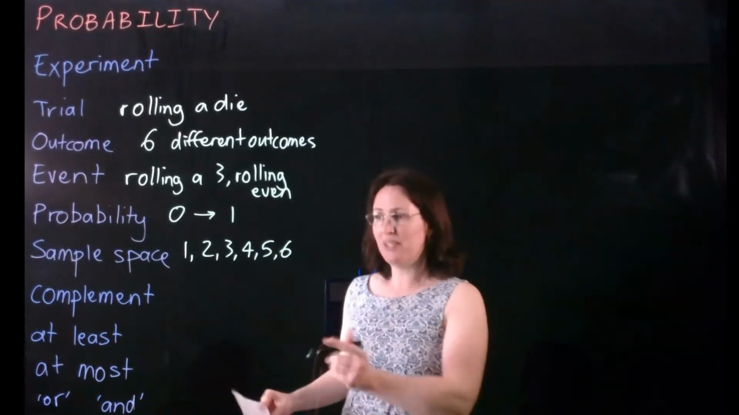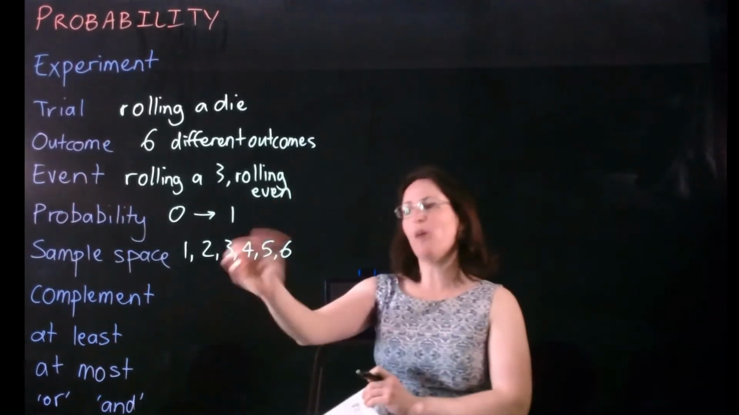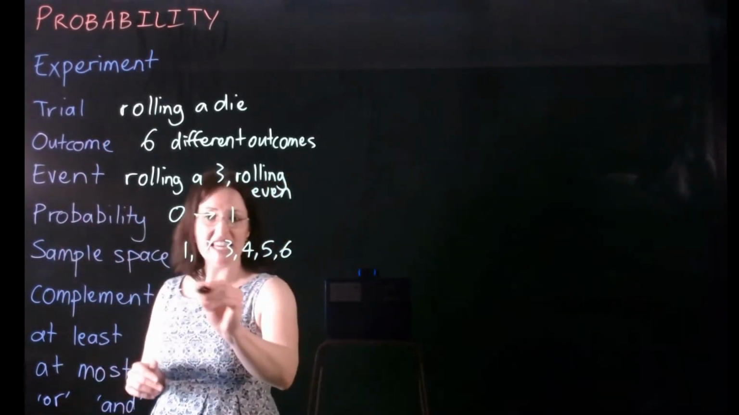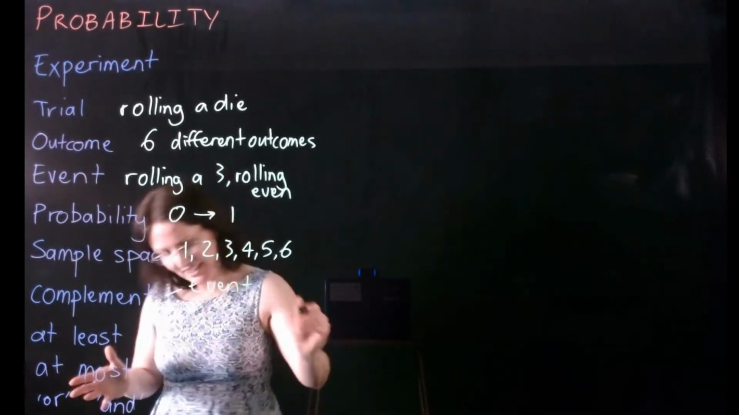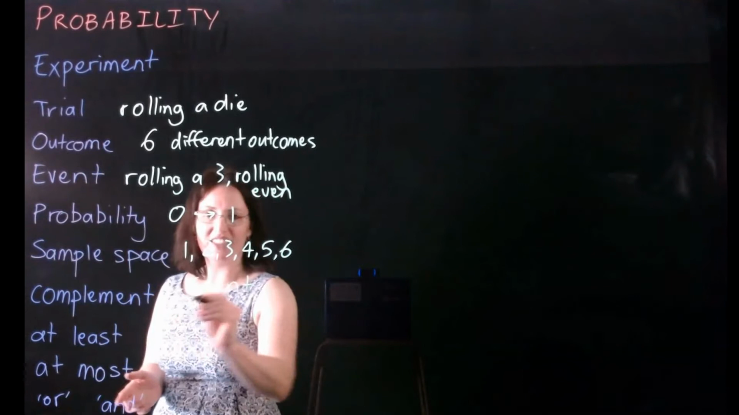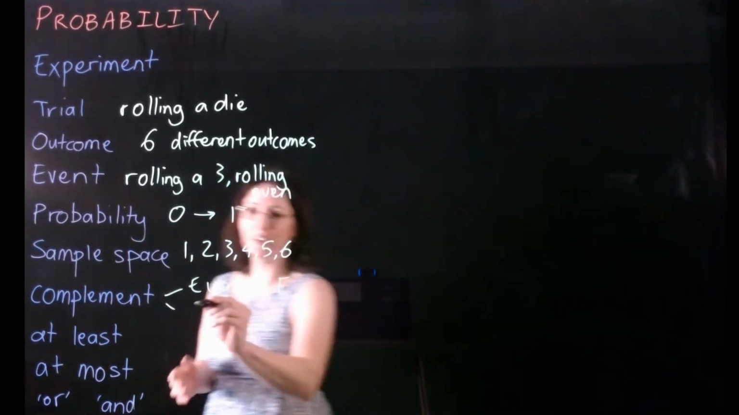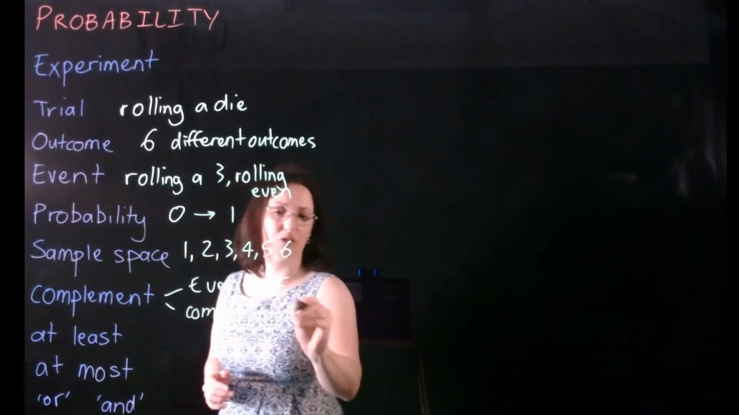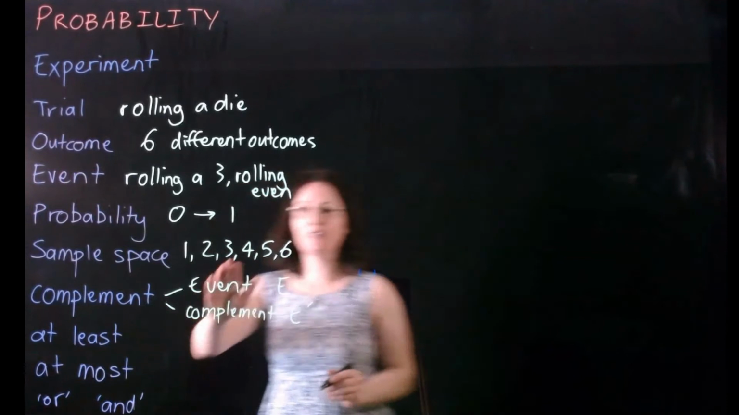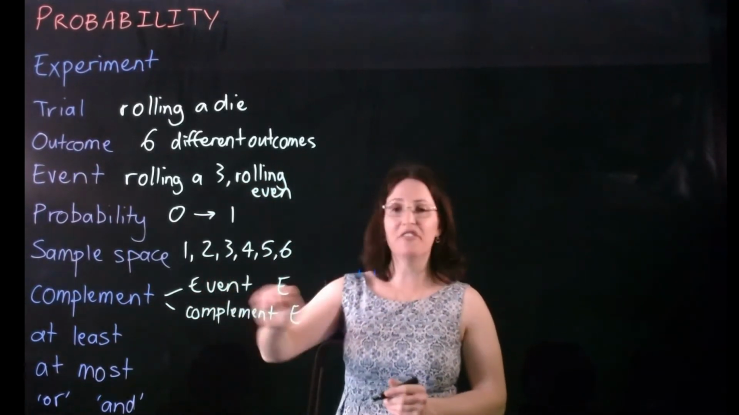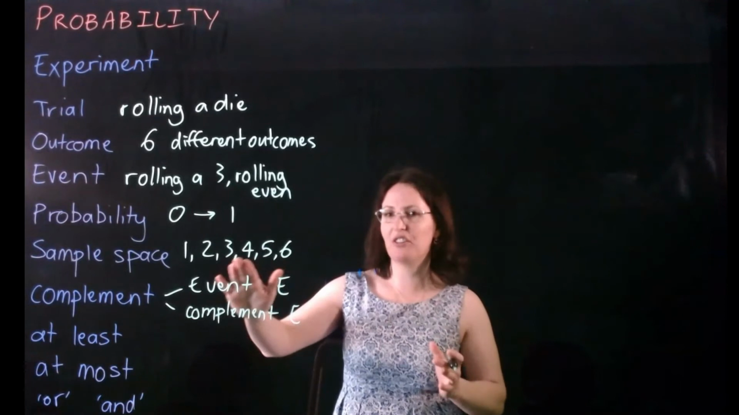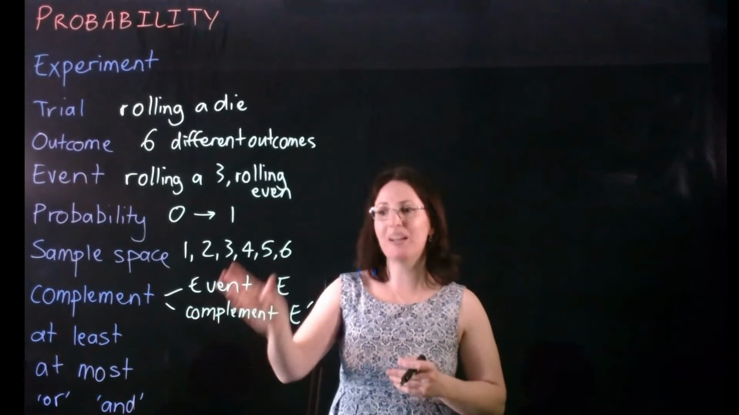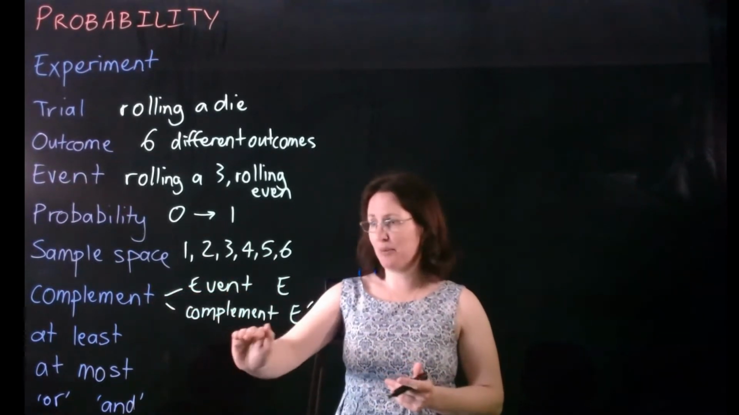Now, the complement of something is the opposite that could happen. So we often call an event E. If an event is E, then the complement of that, so I guess we often use capital E as well, the complement is called E with a dash, often just called E dash. So for example, if rolling a 3 is the event, what's the complement of rolling a 3? It's everything else that could happen. So the complement is rolling a number other than 3.